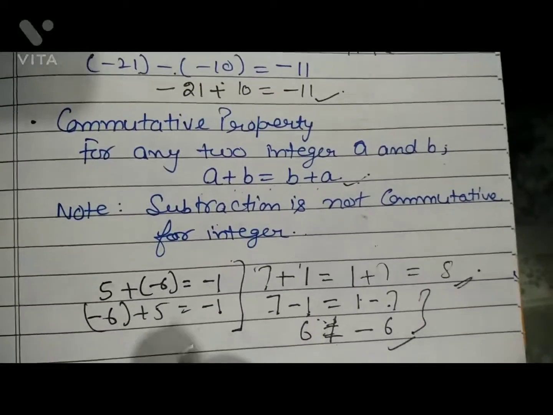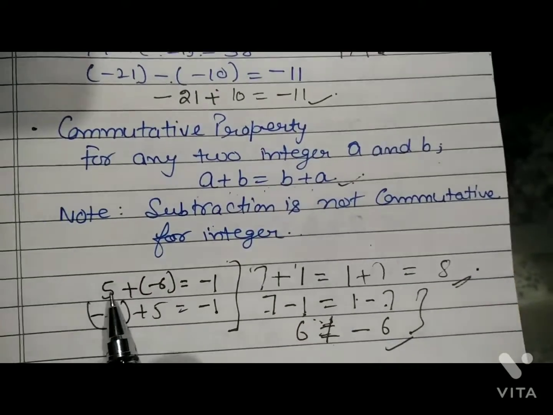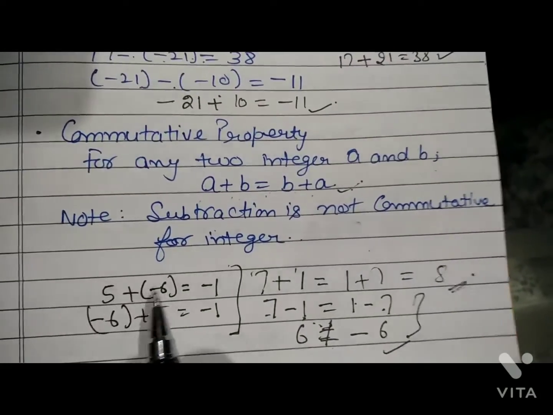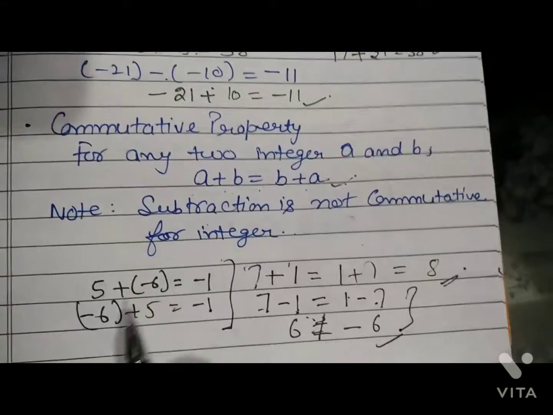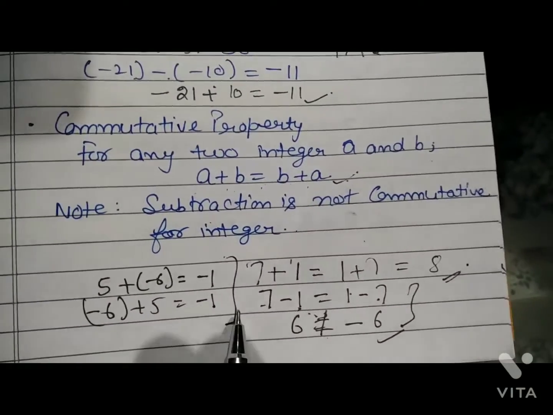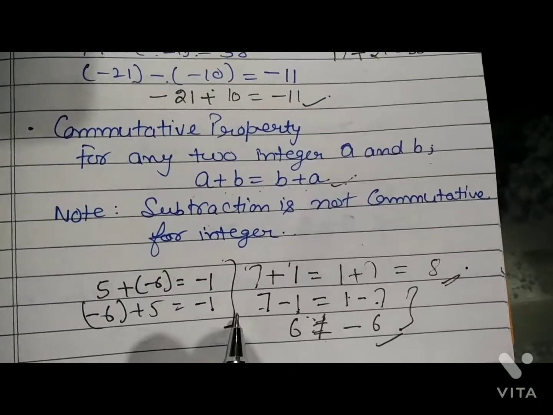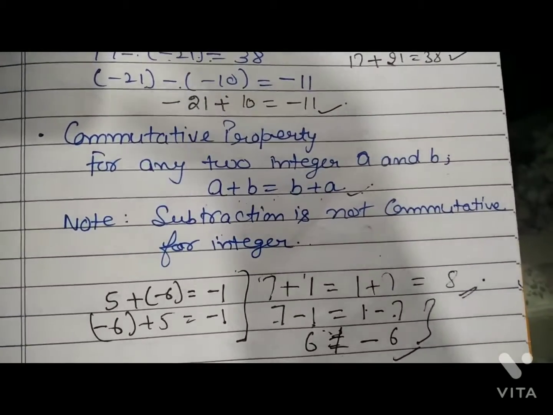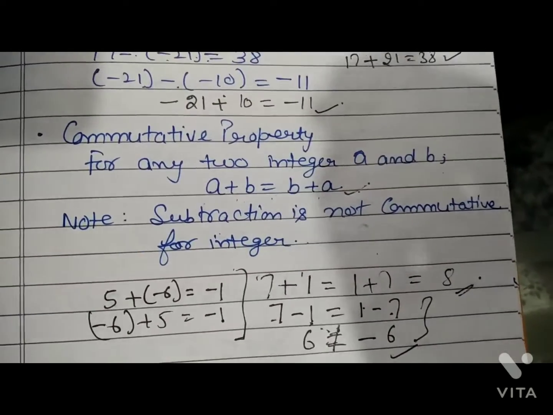But in this case, when I take two integers, 5 and minus 6, 5 plus minus 6 is minus 1, minus 6 plus 5 is minus 1. So in this case, the commutative property holds true.